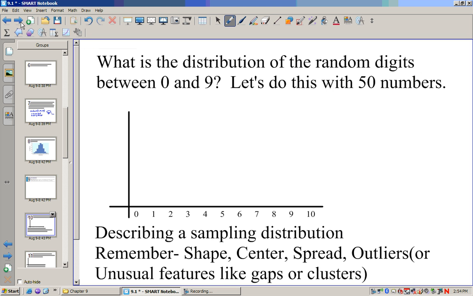Now, in class, we're going to do something, and you can do this at home. What is the distribution of random digits between 0 and 9? So we don't need a 10 here. Let's do this with 50 numbers. So if I just did random integer, we're going to go from 0 to 9, and we're going to pick 50 of them, and then put that into list 1. And if I wanted to graph that, I would just go to stat plot, turn on your stat plot, and you can do a histogram. And what you'd see is something that's relatively straight across.